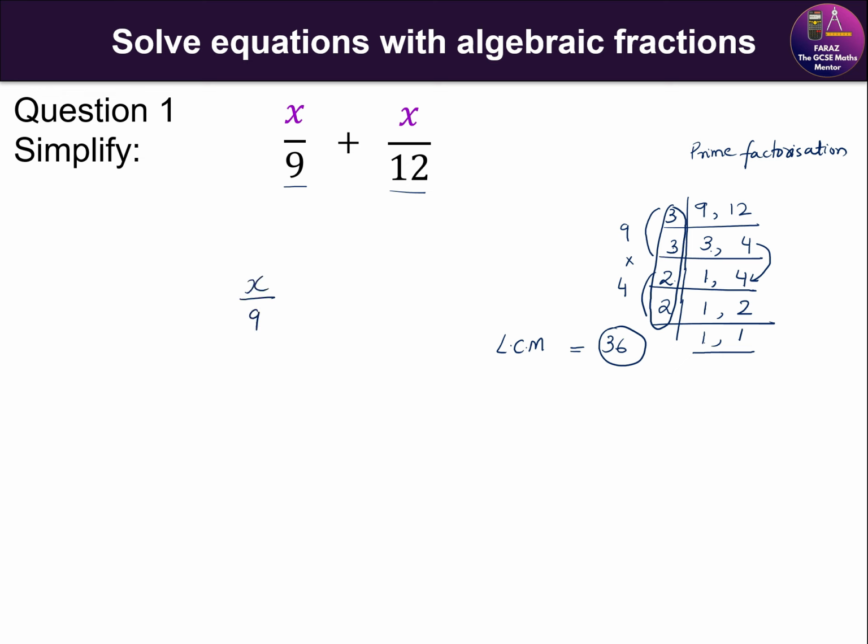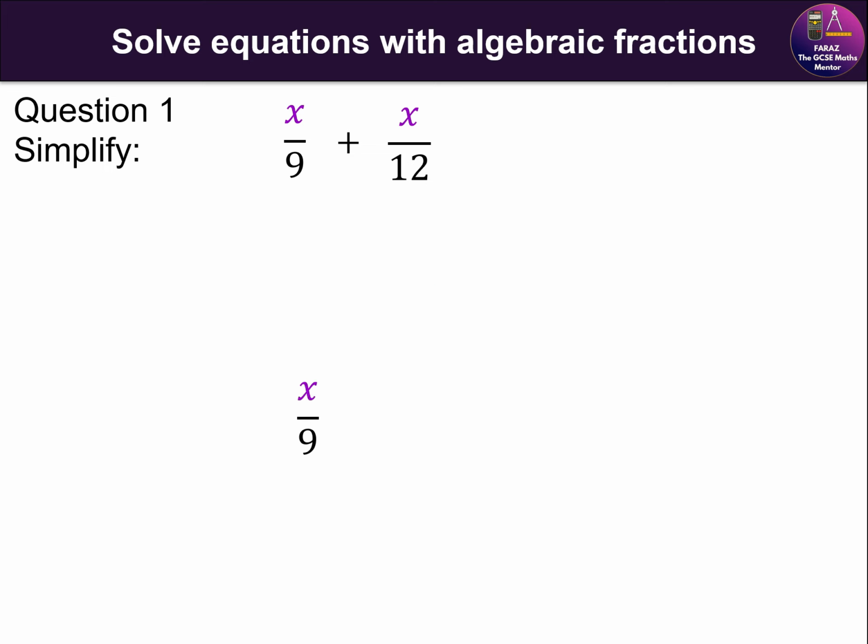We can do it like this: x over 9 multiplied by 4 over 4, plus x over 12 multiplied by 3 over 3. This will give us 4x over 36, since 4 times x is 4x and 4 nines are 36, plus 3x over 36, since x times 3 is 3x and 12 into 3 is 36. Now when the denominators are the same, you can add the numerators. 4x plus 3x is 7x over 36. This is our answer.